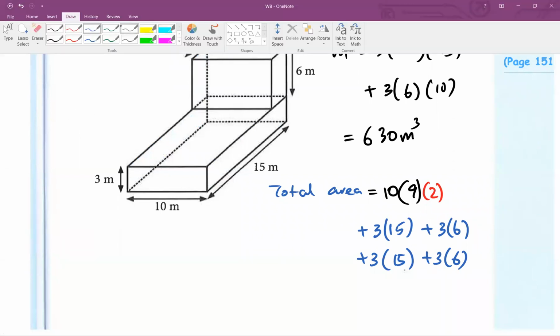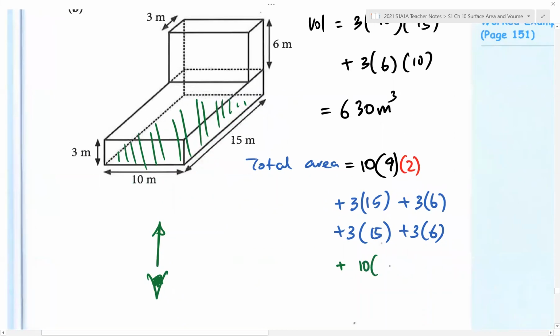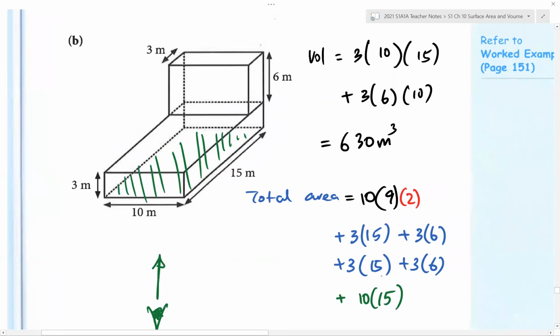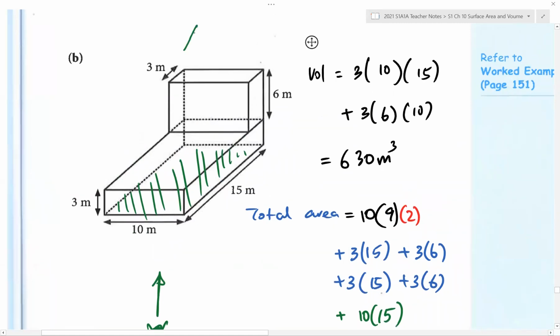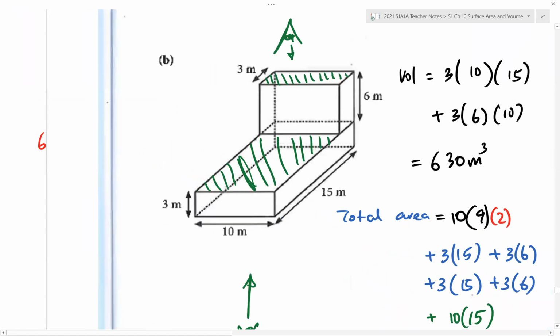Finally, we have our top and bottom. Let's start with the bottom. You put your eye over here. This is what you will see. One big flat rectangle at the bottom. So we add 10 times 15. But what about from the top down? From the top, you look down, you see one rectangle over here, as well as this rectangle. And if I were to draw it out, it is actually the same.